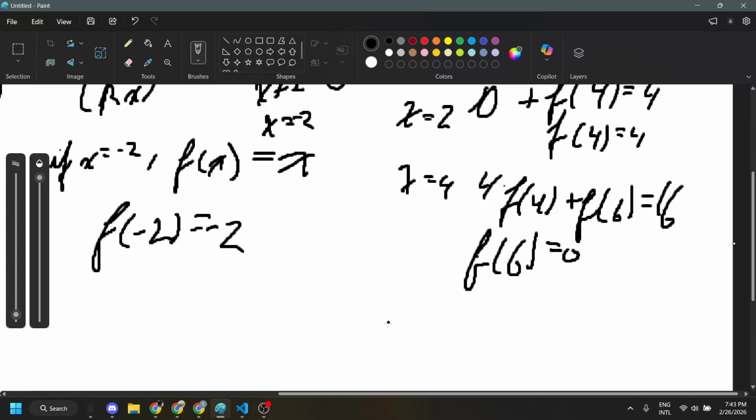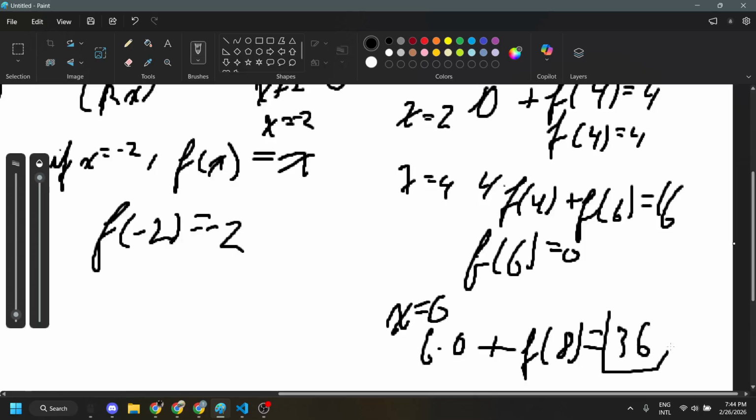Continuing on, let's let x is equal to 6. Then we get 6 times 0 plus f of 8 is equal to 6 squared, which is 36. I'm checking the answer. I'm not sure. We'll see.